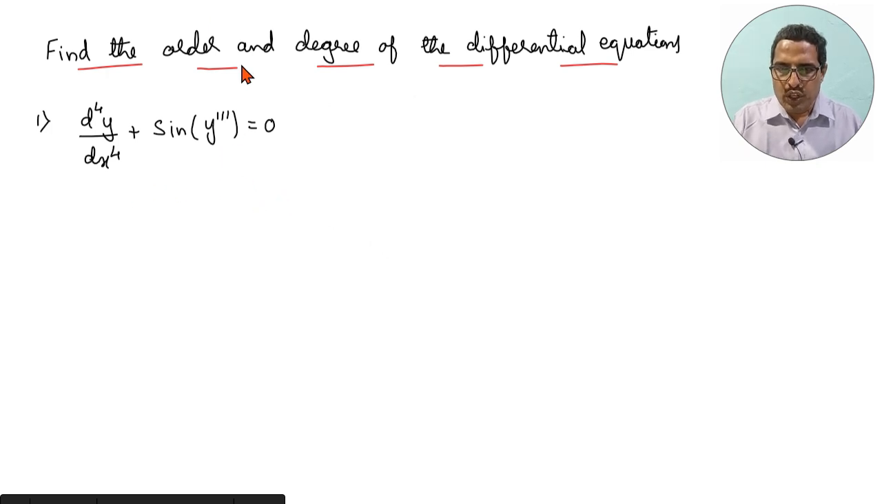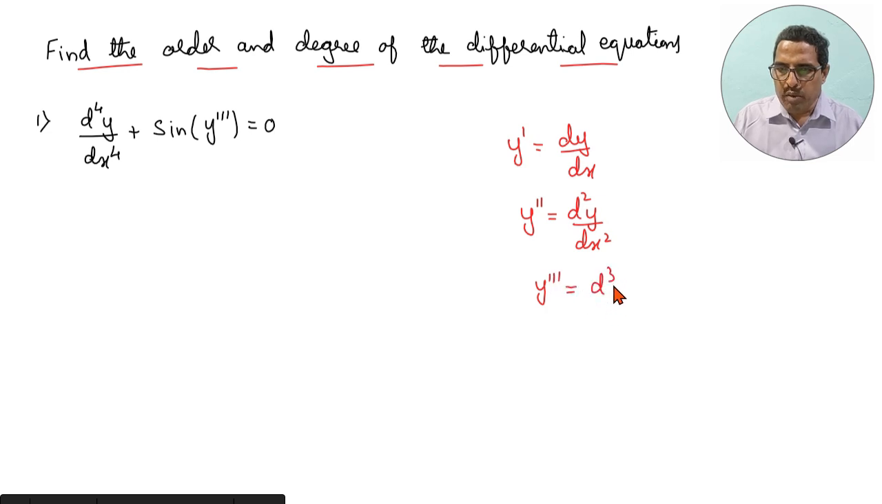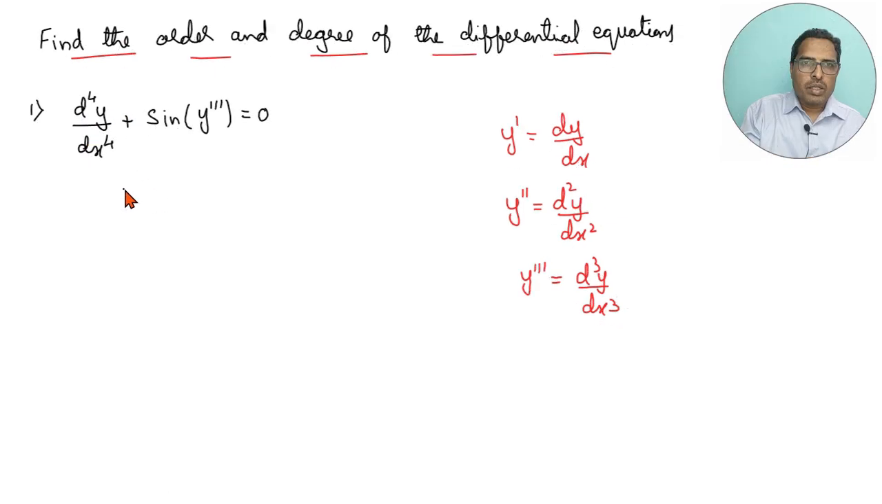If you try to observe over here, y triple dash represents the third order derivative. So we observe that the first order derivative y dash is nothing but dy by dx. Y double dash is nothing but d square y by dx square. Y triple dash is nothing but d cube y by dx cube. So here the highest order derivative is of order 4. Therefore, the order of the given differential equation is equal to 4.